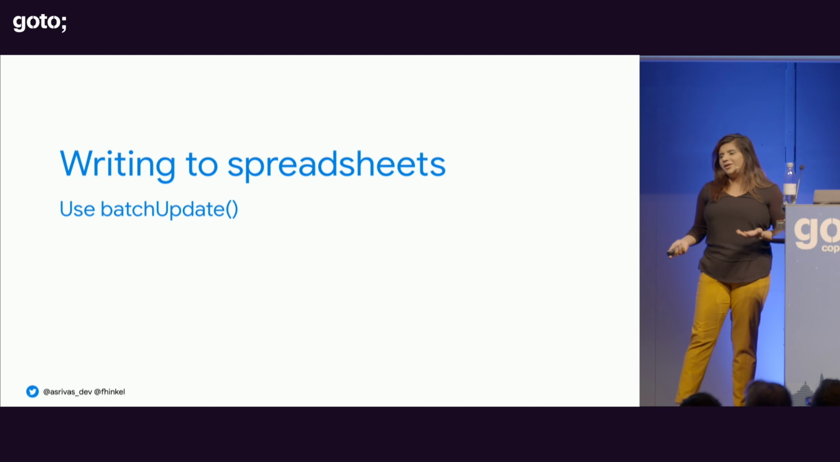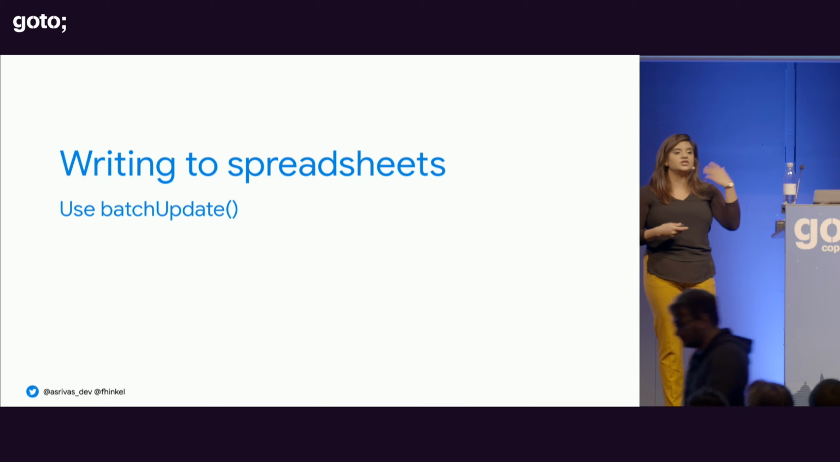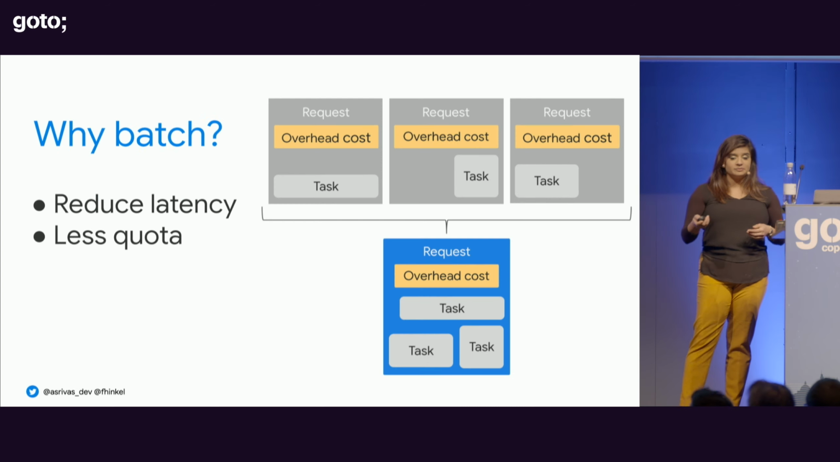So if you're going to bother to automate something, you're probably doing something a little bit more complex. You're not writing just one cell at a time, or maybe that is what you're automating. But the best way to make modifications is to use a type of method that we call batchUpdate. And batchUpdate is actually common across G Suite APIs. It is a good way to have your code work a little bit more efficiently.